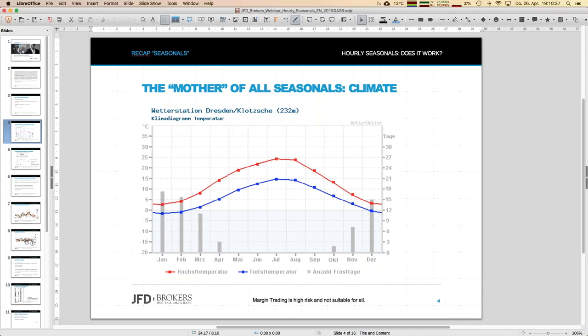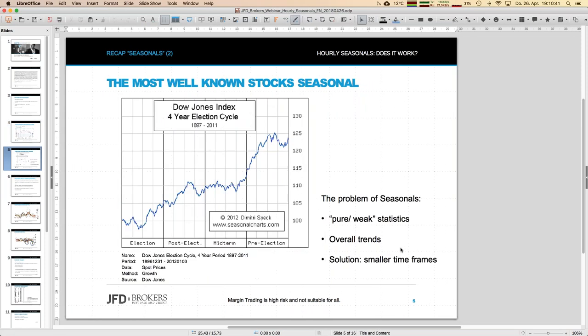That's easy stuff. The first thing we can look at in order to go a little bit more to markets we are used to is the most well-known stock seasonal. And that is what's called the Dow Jones 4-year election cycle. The story behind it is quite simple. We know that every 4 years we have elections in the United States. And the author here has divided the period of election into, let's say, four sub-periods: the year of election, the post-election year, the midterm year, and the pre-election year. And then he did an analysis for the last 100 years of Dow Jones. And that is the answer. So we have a typical behavior for the different years of election within that 4-year cycle.